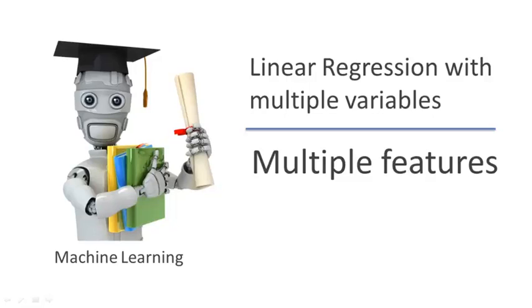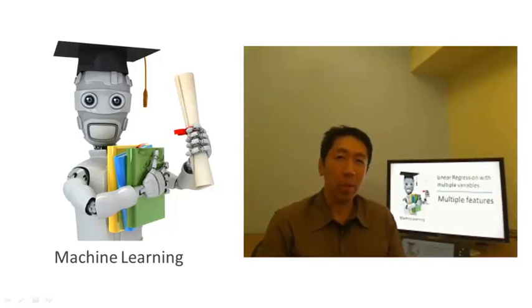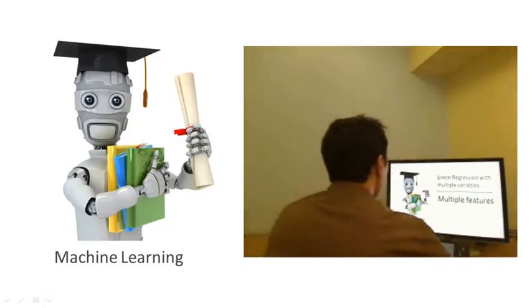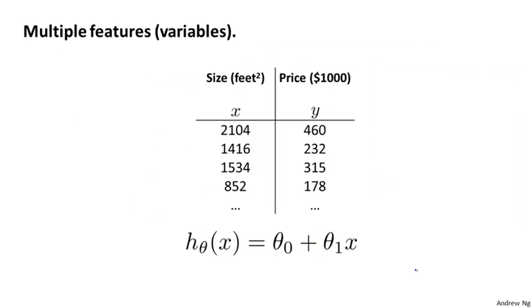In this video, we will start to talk about a new version of linear regression that's more powerful, one that works with multiple variables or with multiple features. Here's what I mean. In the original version of linear regression that we developed, we had a single feature x, the size of the house, and we wanted to use that to predict y, the price of the house, and this was our form of our hypothesis.